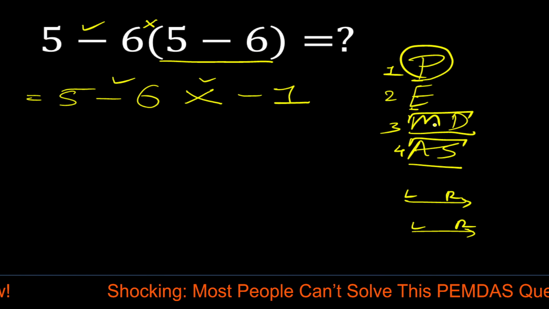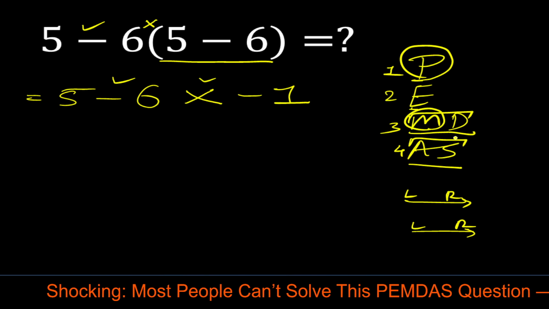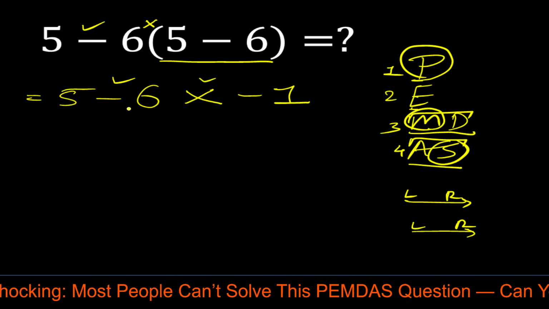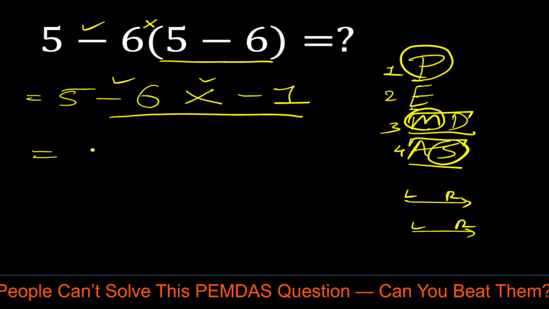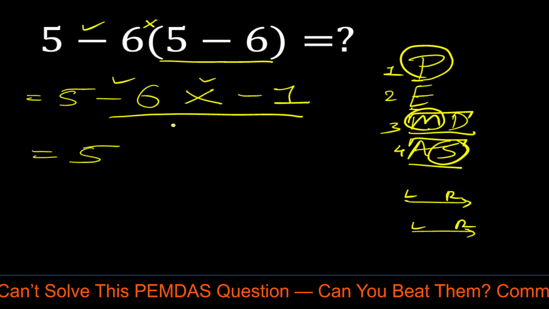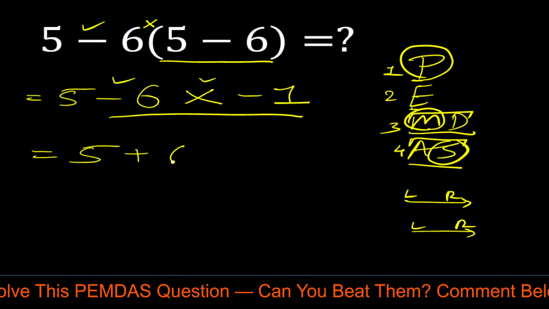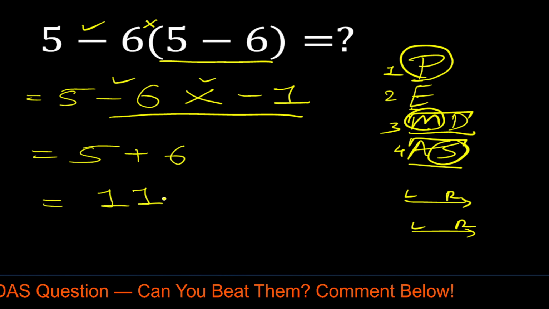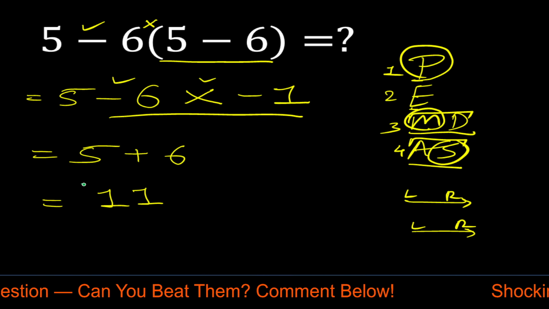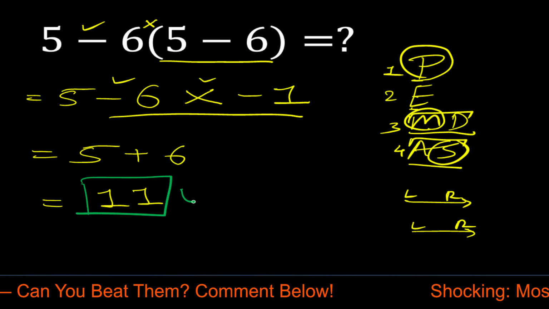So according to the PEMDAS rule, first we have to solve multiplication, then we have to solve subtraction, right? So first we have to solve this multiplication. So 5, now minus 6 times minus 1 is equal to plus 6. So 5 plus 6 is equal to 11, right? So the correct answer is 11.